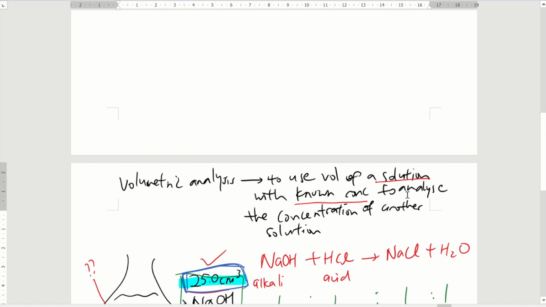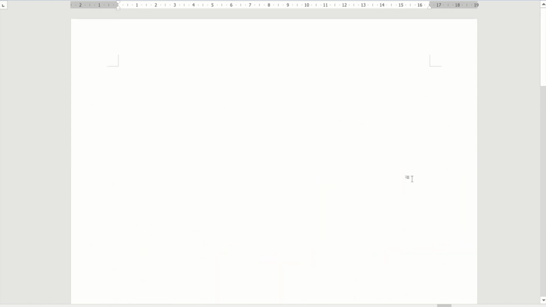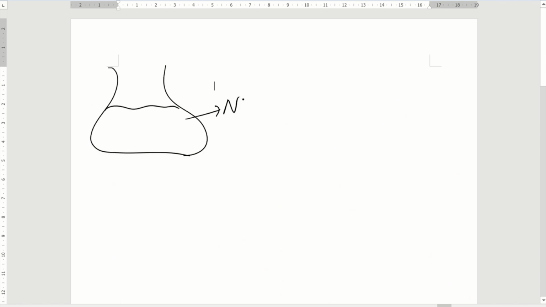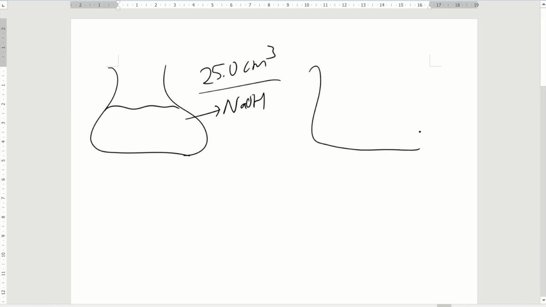So let's take a look at this part here. Same thing, I'm going to have a solution of NaOH with unknown concentration. I use a fixed volume of this NaOH. I don't know what the concentration is, so I need to react it with HCl.